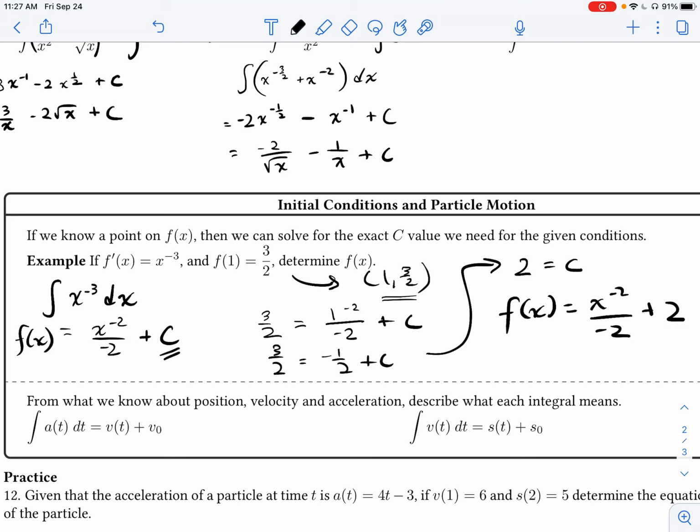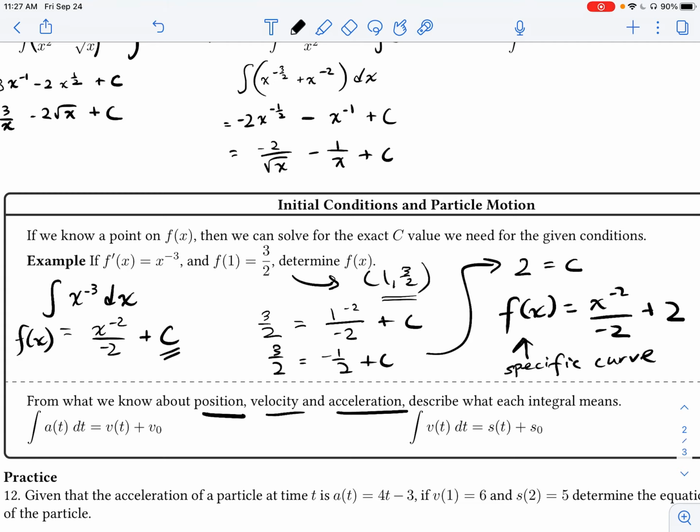I found the specific constant, the specific curve, or the specific function, such that it will go through the point 1, 3 over 2. And this is often used with problems involving position, velocity, acceleration, because we know that the derivative of velocity, for example, is acceleration. So if we're given an acceleration function, we can find the velocity function and find that constant of, say, the constant of integration.